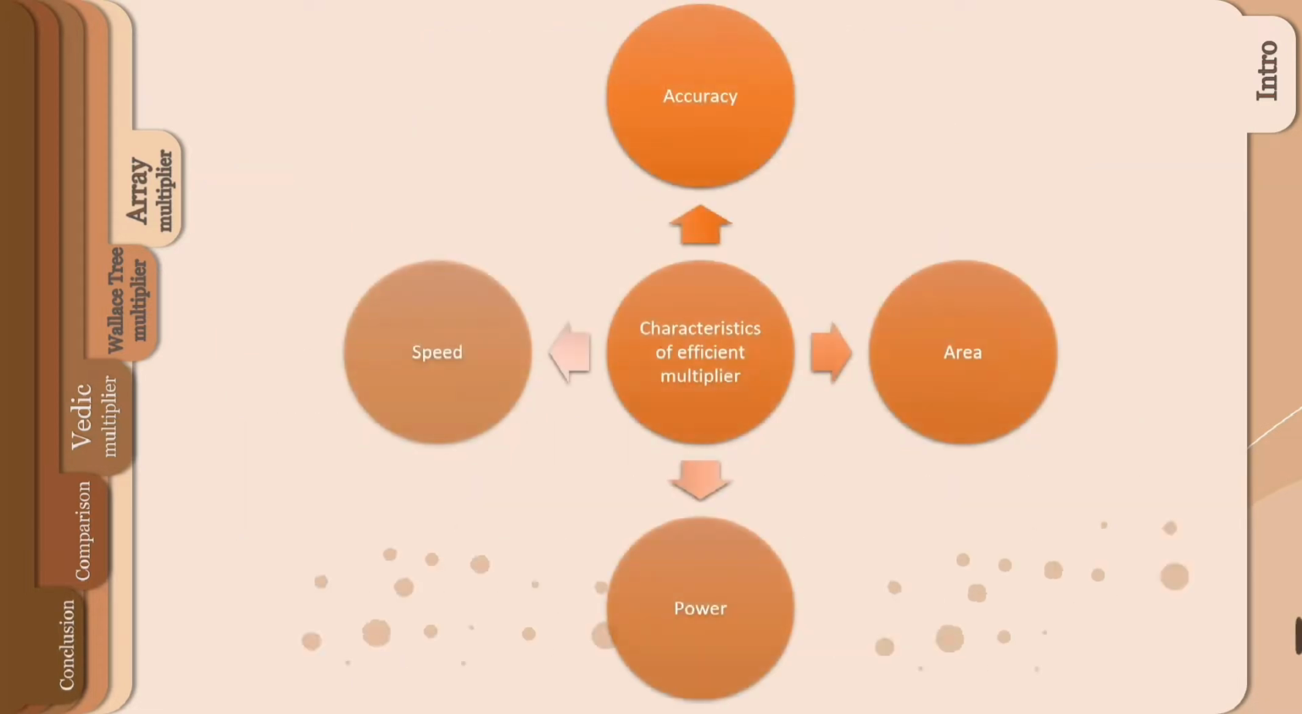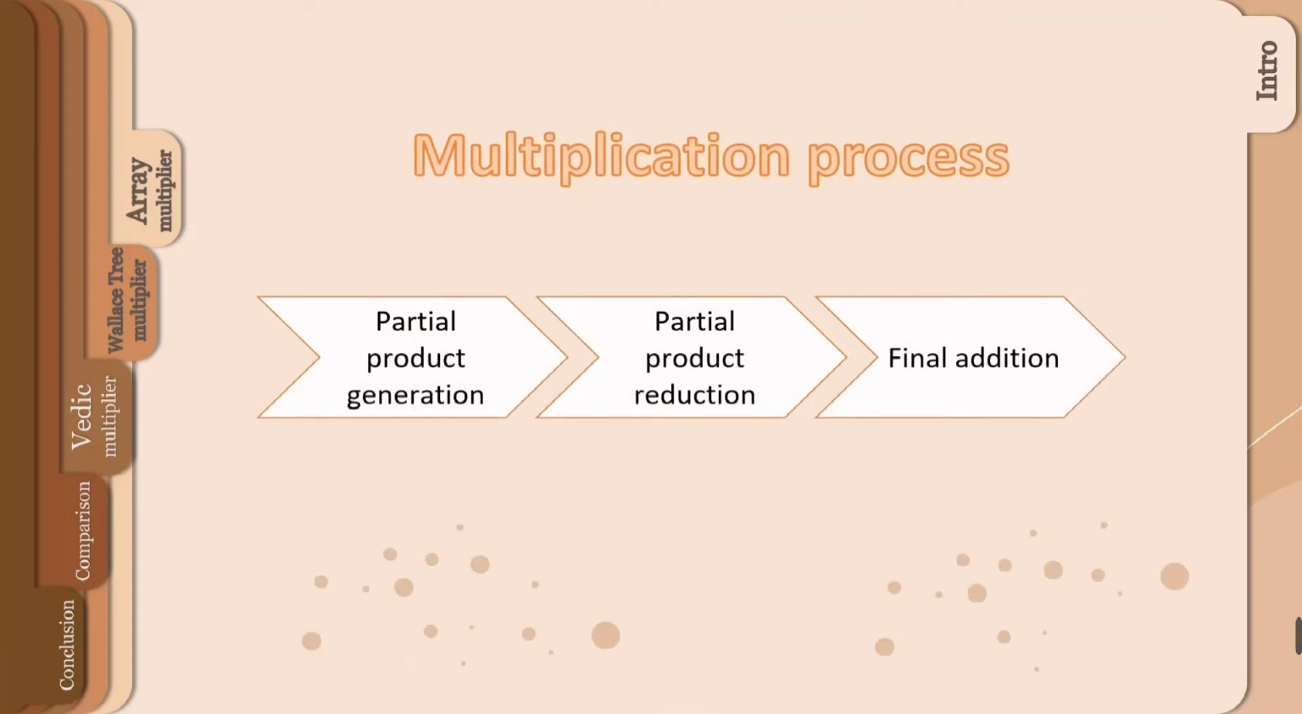An efficient multiplier should have the following characteristics. In terms of accuracy, a good multiplier should give a correct result. Also, it should perform operations at high speed. In terms of area, a multiplier should occupy a small number of slices and loads. A good multiplier should also consume less power. The multiplication process has three main steps. First, partial product generation, then partial product reduction, and lastly, final addition.